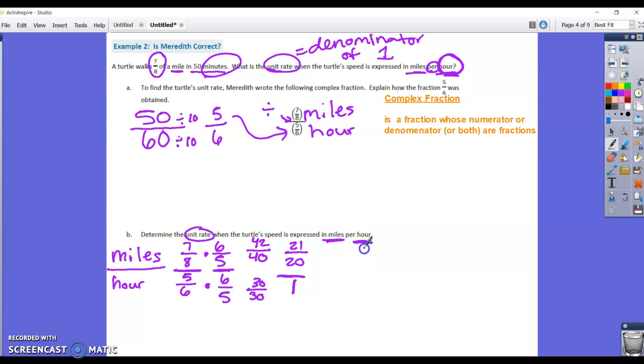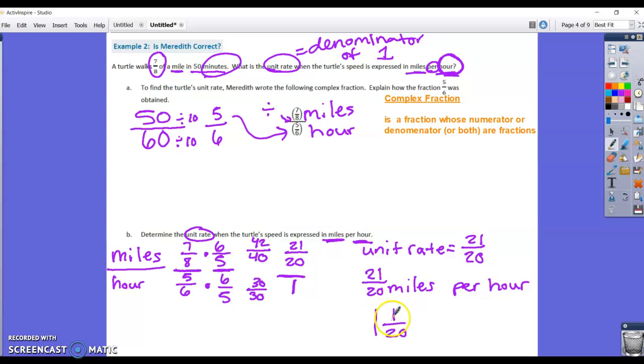So the unit rate is 21/20, which means the turtle speed is 21/20 miles per hour. Let's go a step further and let's change that. 20 will go into 21 one time with 1 left over. So 1 and 1/20 miles per hour.